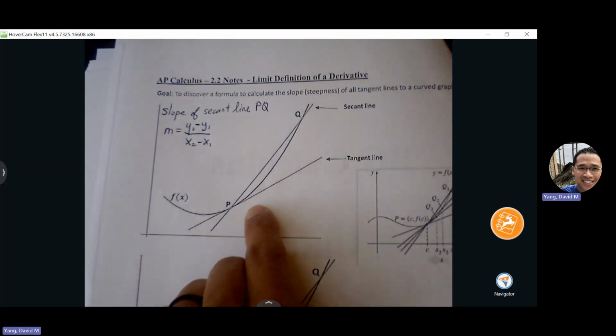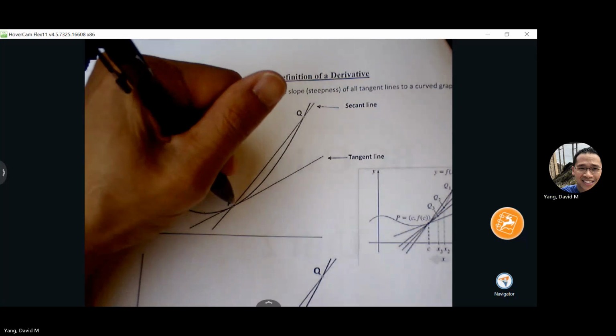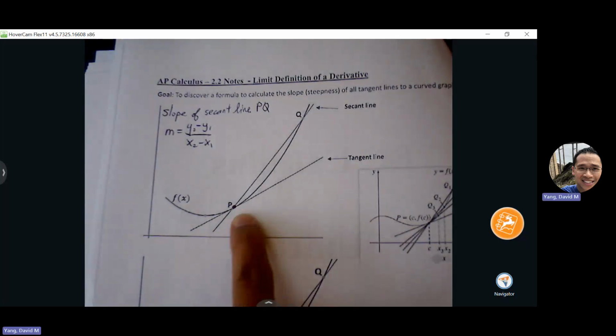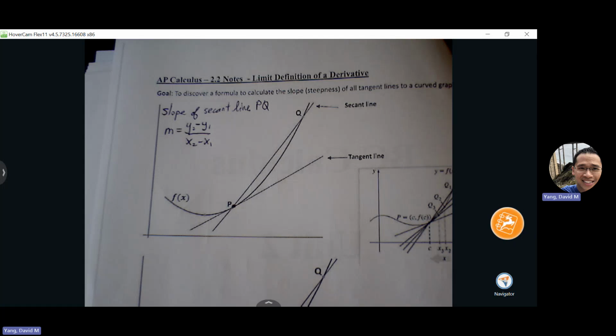But if I want to find the slope of a tangent line, the issue is that this is a tangent line that goes through point P. The issue with a tangent line is that it only skims the surface of the graph at one point. And how can we find the slope if there's only 1 point involved? But the slope formula requires 2 points. So that's the problem that we're going to be trying to solve with today's lesson. How do we get to the slope of a tangent line if the slope formula requires 2 points?